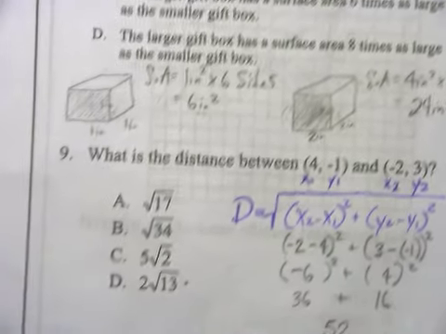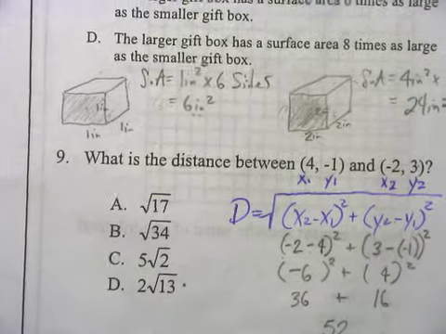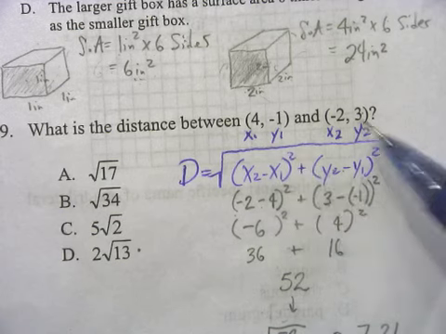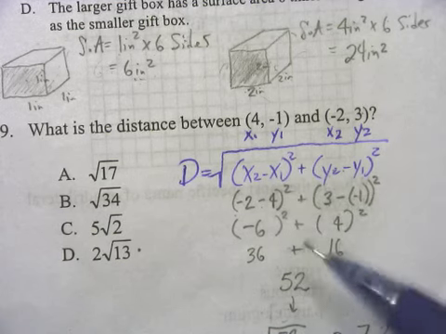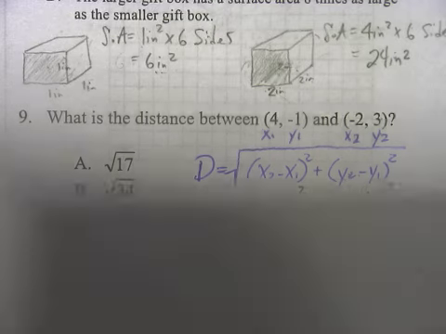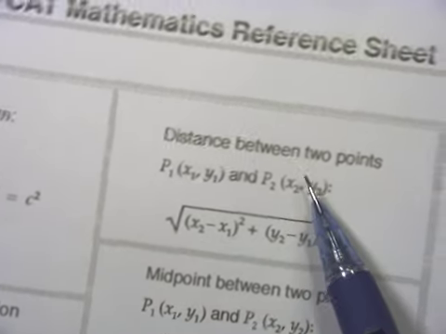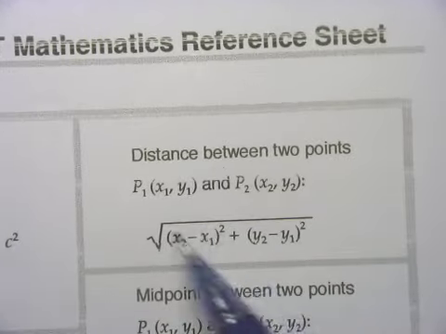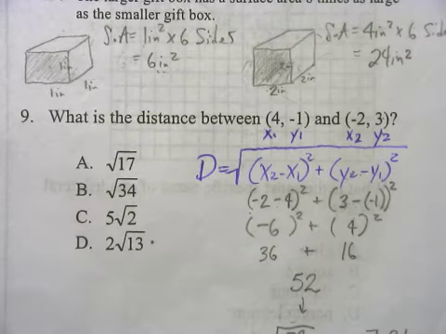Okay? Question number 9. Let's move on to question number 9. They want to know what is the distance between the points (4, -1) and (-2, 3), between those 2 points, right? Well, if you take a look here, I got my reference sheet. I look to the distance formula right here. I have my distance formula here.